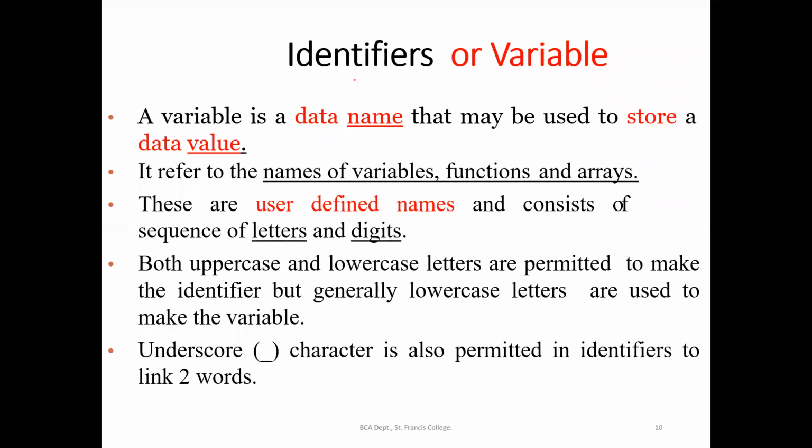So identifier or the variable name is a second keyword. A variable is a data name. Now you will see what is the definition of a variable. Variables are also referred to as identifiers. A variable is a data name that may be used to store a data value.